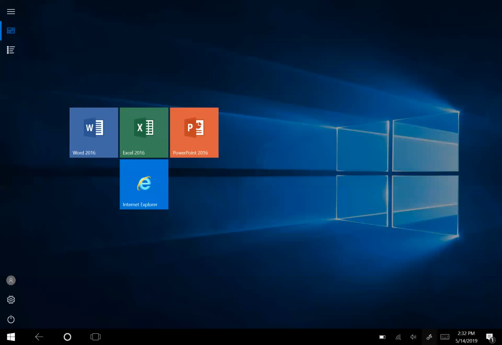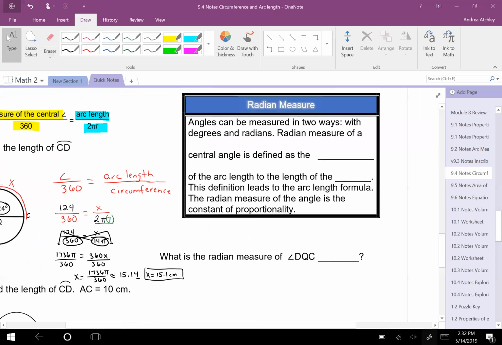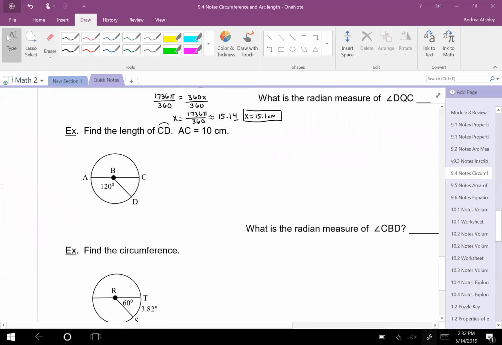Radian measure, we're not going to talk about right now. You eventually will learn about radian measure. It's just another way to measure angles. You'll deal with that in pre-cal and calc.